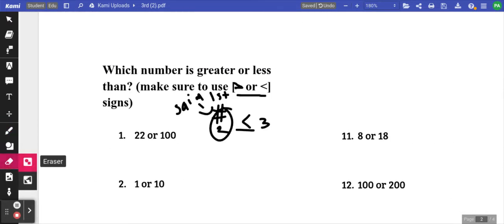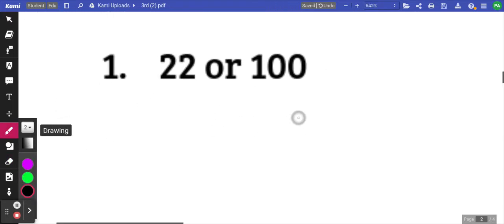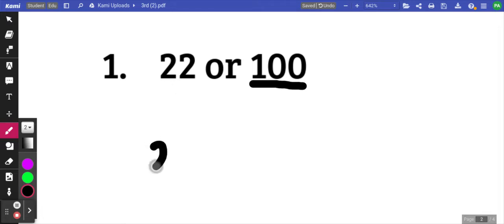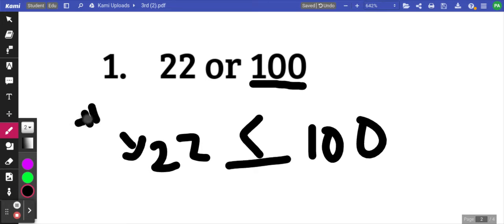So to make it a little more clear, like number 1, 22 or 100. This one is very obvious. Obviously, 100 is a little bigger. But now we're going to practice on how to say this properly. So let's do 22, 100. Obviously we're going to quote unquote eat 100 because it's bigger. Now, like I said, this is going to be first. So how do we say it? 22 is less than 100, because obviously 22 is less than 100.